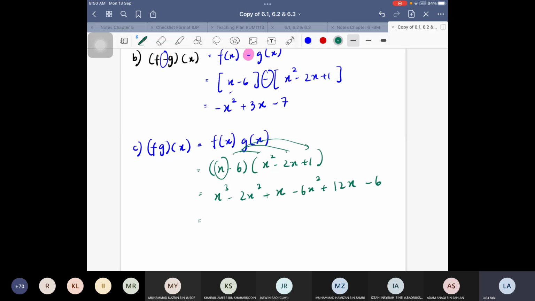And then simplify. So apa yang boleh simplify? Simplify. So kuasa paling tinggi adalah x cube. And this 2 over here. So I akan dapat negative 8x square. So 1 tambah 12, I akan dapat 13x. And the constant is going to be negative 6. So tu adalah hasil darab.